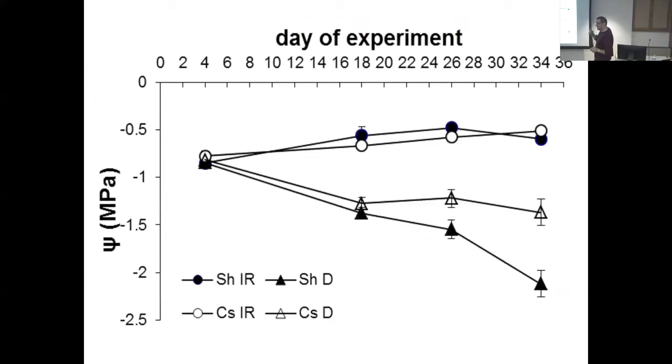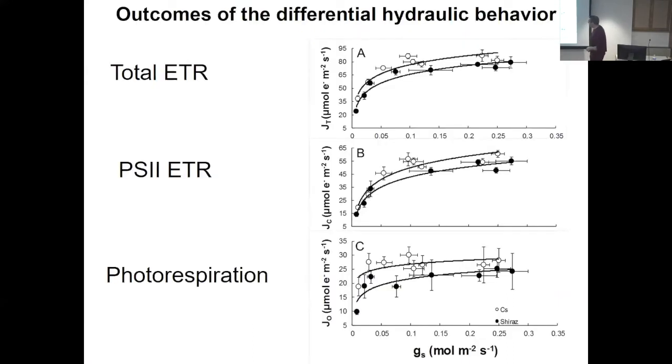And this different hydraulic behavior leads also to a different photochemical behavior. Photosynthesis, the electron transport rate, in the Cabernet Sauvignon, which takes less water, is always higher than in Shiraz. As if, soon maybe I'll close my stomata, I need to be efficient, okay? And with these always open, I'm less efficient. So hydraulic and photochemical behaviors are different, and we think we understand why.